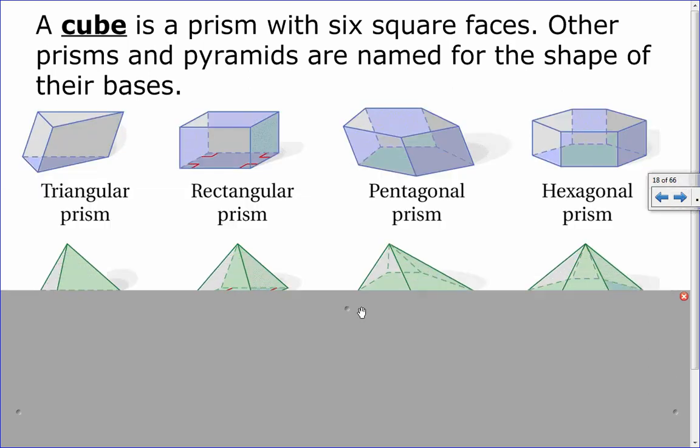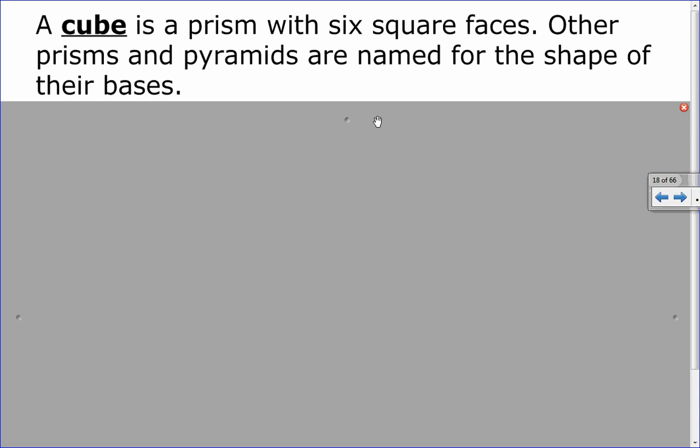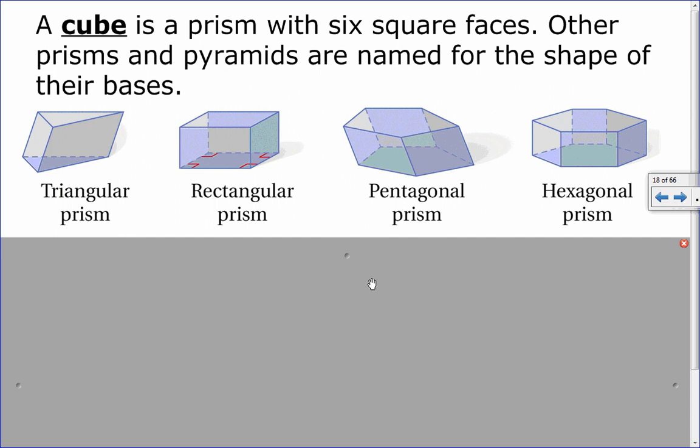Okay, a cube is a prism with 6 square faces. You might think of a Rubik's Cube or maybe a pair of dice. Those are all cubes. Other prisms and pyramids are named for the shape of their bases. So this is very important to understand. A lot of the shapes we look at will involve prisms and pyramids. And to know what kind it is, you just need to look at the base.